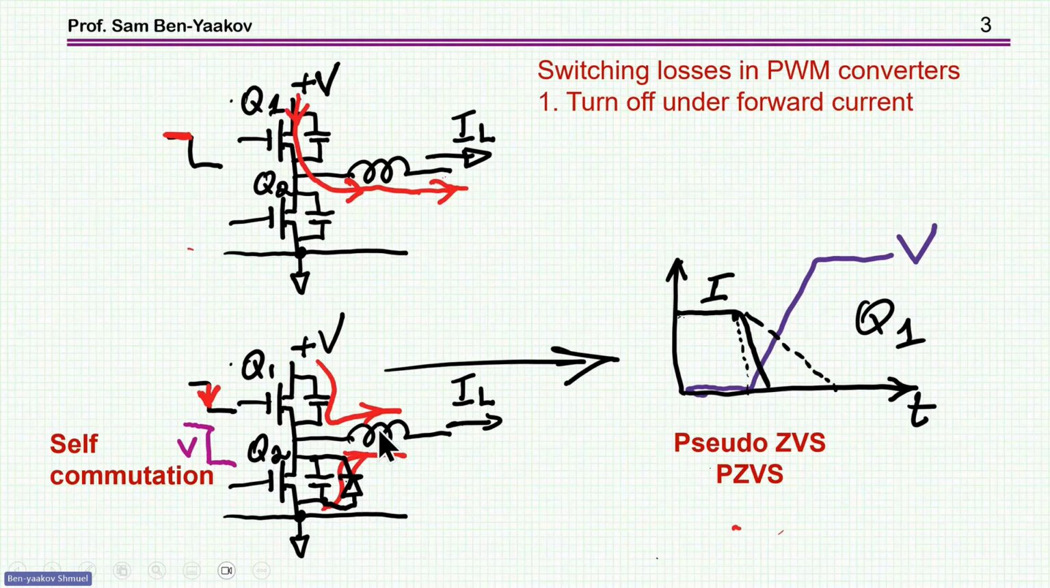Now, we need to have enough current so that this process will actually end to the point that the diode is conducting, okay? But as far as this transistor goes, if I'm looking at it, I see the current going down, the voltage going up, and I'm calling this situation a pseudo zero voltage switching. It's not really zero voltage switching, but the overlap could be made very small depending on how fast I'm going down with the current and how slow I'm going up with the voltage, okay? So this is the case of a switching when you have a forward current.